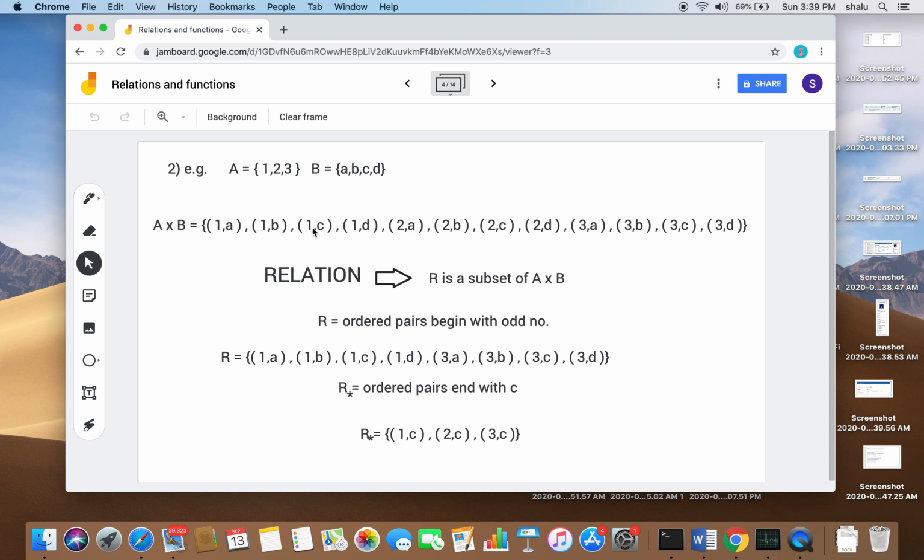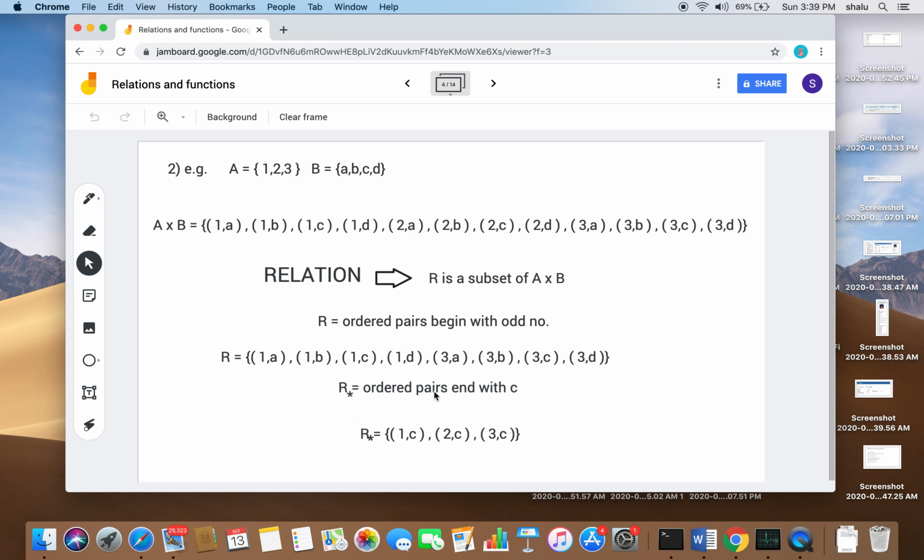So what are the ordered pairs here in which we have odd number? So 1a, 1b, 1c, 1d. And in last four elements we can see 3a, 3b, 3c, 3d. So these are the 8 pairs in which we have first element odd number, right? So in relation, we'll write all these 8 pairs. Can we have more relation in A cross B? Yes, we can have more relations here, like here R star.